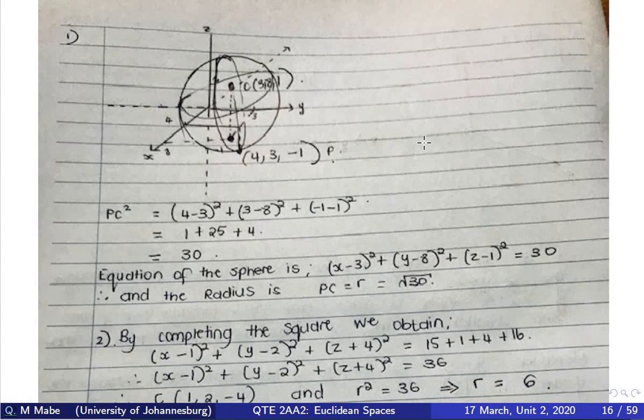As you remember, the equation of a sphere is z minus c all the way square. So it means if I have +4, it will be -4. And r square, remember in the equation we have r square, not just r. So r square is 36, which implies that the radius is 6. So by completing the square, we were able to find the center of the sphere as well as its radius.